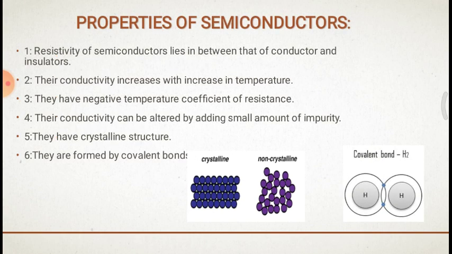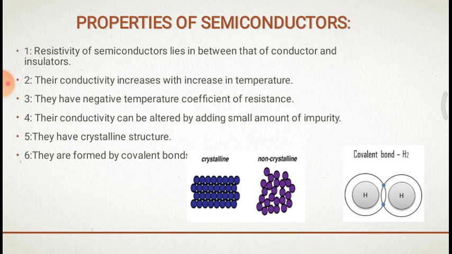First is the properties. Before I start this, in lecture 1 we discussed some conductors, semiconductors and insulators, definitions and examples, and the energy band diagram of the conductors, semiconductors and the insulators. So first, properties of semiconductors. First is the resistivity of a semiconductor lies in between that of conductor and the insulator. What is a semiconductor? Its conductivity is in between that of conductor and the insulator. In the same way, resistivity also lies in between that of conductor and the insulator.